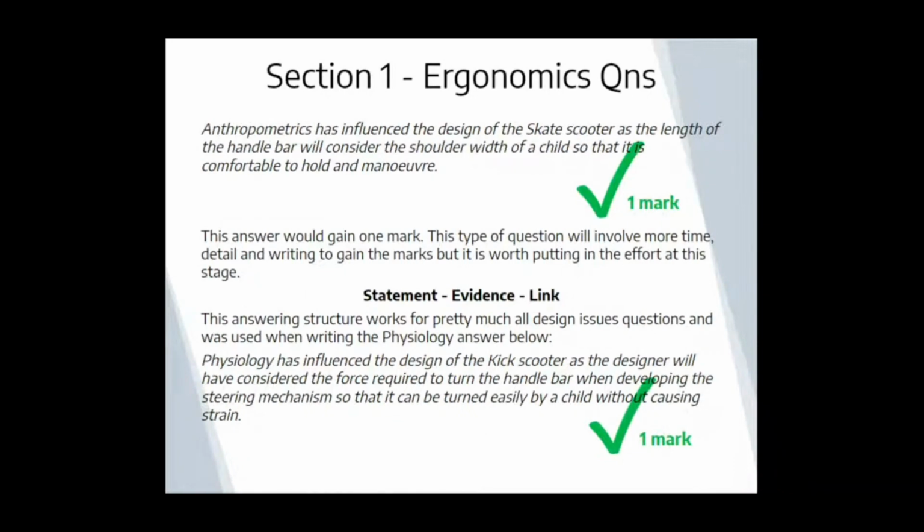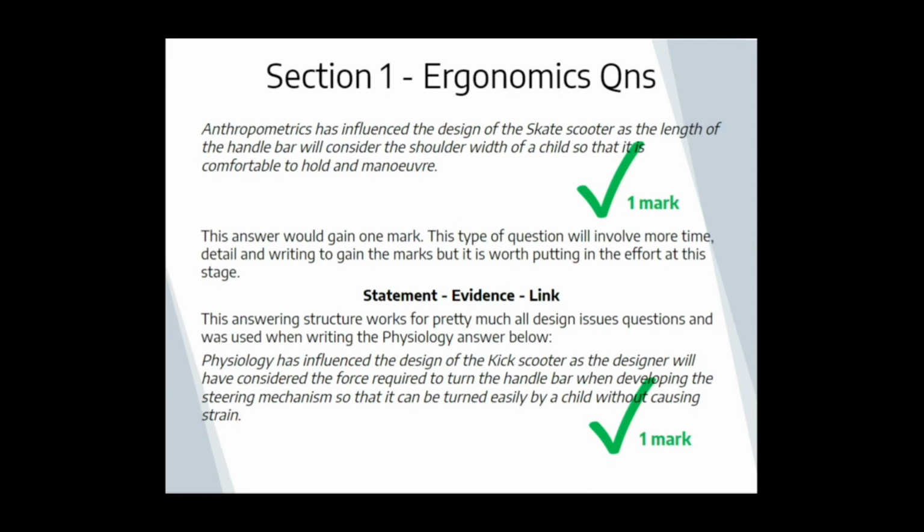It does involve more time and detail, and you're going to have to write more to gain the marks here, but it's really worth putting in the effort at this stage. If you can maximise the amount of marks you get in section 1, it stands you in really good stead for the rest of the exam paper. This answering structure works for pretty much all design issues questions and was used for writing that physiology answer that's below as well. So very similar structure, and introducing the aspect and the product, given the reasoning.